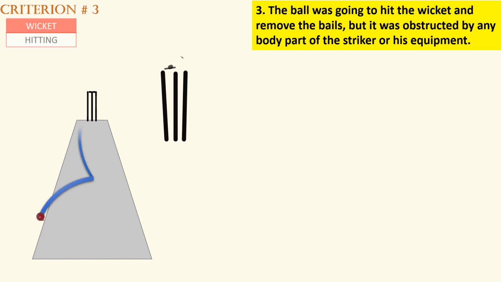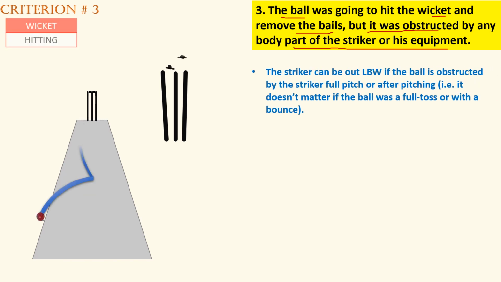Let's now see the third condition. The condition says that the ball was going to hit the wicket and remove the bails, but it was obstructed by any body part of the striker or his equipment. So there are different scenarios that may occur in this condition. The first is that the striker can be out LBW if the ball is obstructed by the striker full pitch or after pitching. That is, it does not matter whether the ball thrown by the bowler was a full toss or it had a bounce.